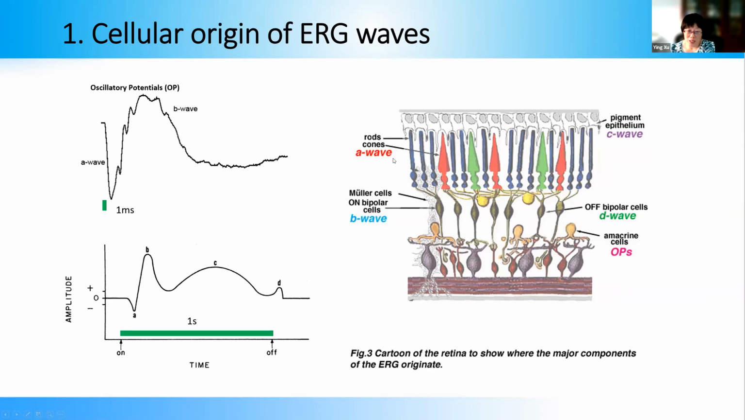The principle, simply, is the A wave arises from photoreceptors. And the B wave comes from Müller cells and bipolar cells. And later I will show documents that support the ON bipolar cell origin of the B wave. And the C wave mainly comes from the pigment epithelium, and the D wave comes from the OFF bipolar cells. And OPs arise from amacrine cells. So this is the typical, classic view.